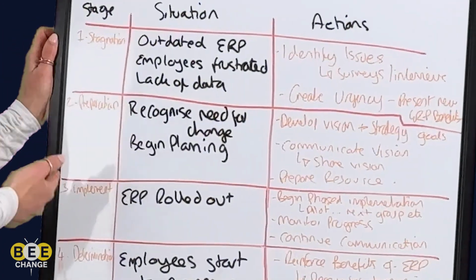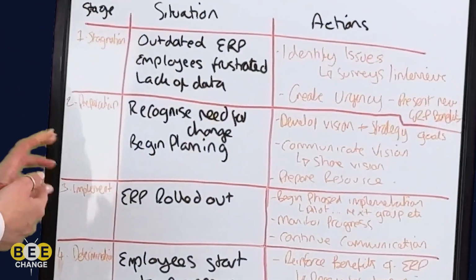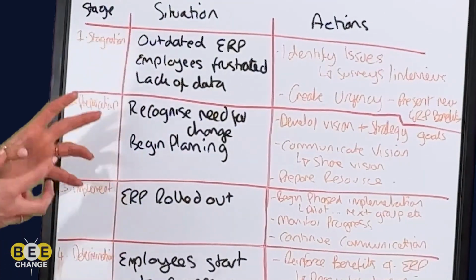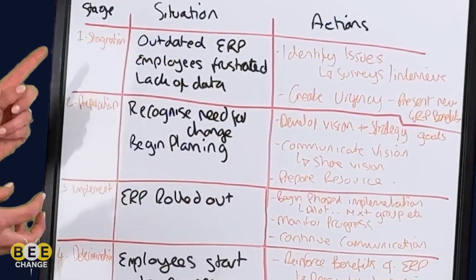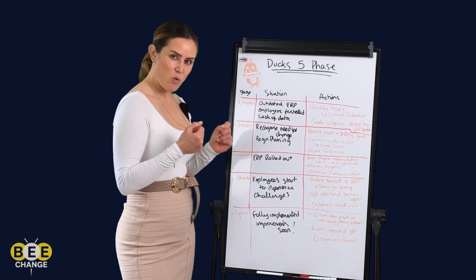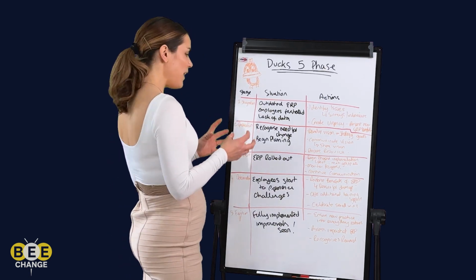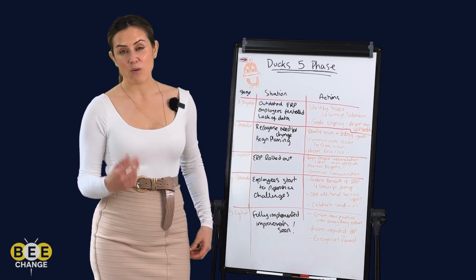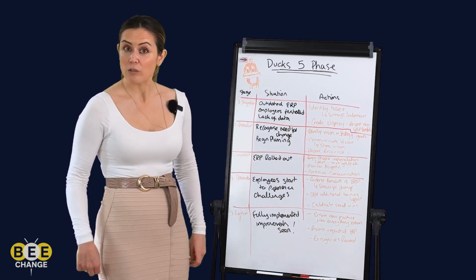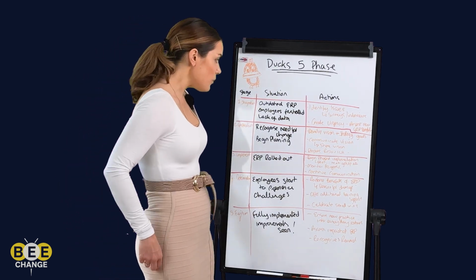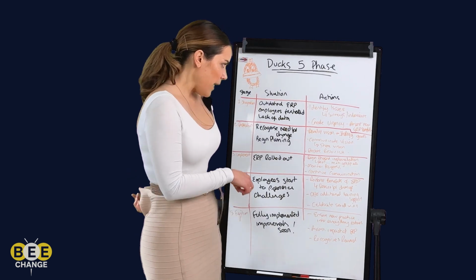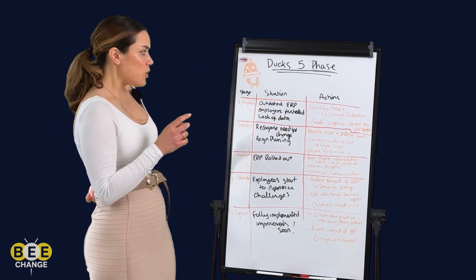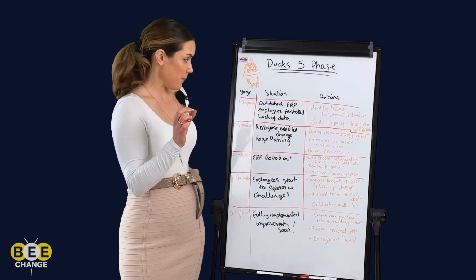After that, you move into stage 2, which is all around preparation. The situation here in this company is that you've recognized that need for this change, and then you need to begin planning the change and how that's going to work for your organization. So some of the things that you want to look at here is you want to develop your vision and your strategy.